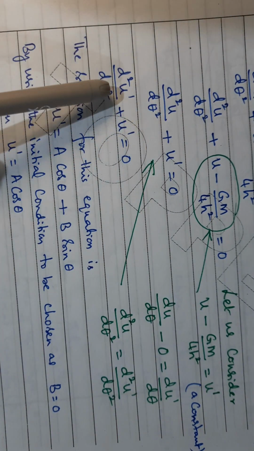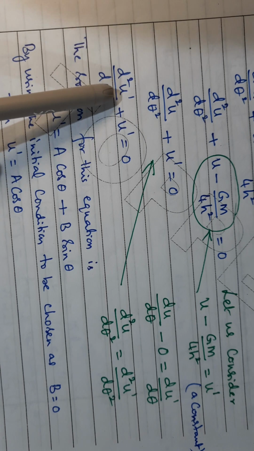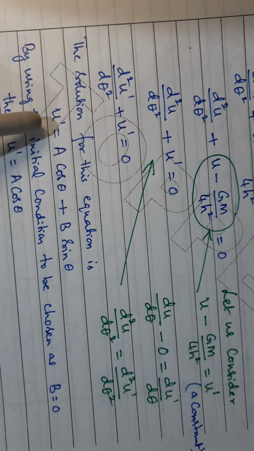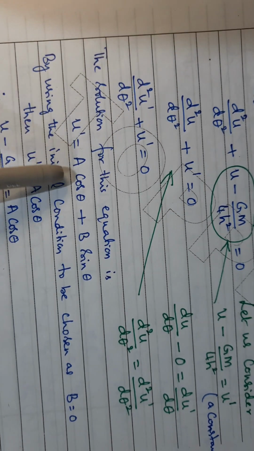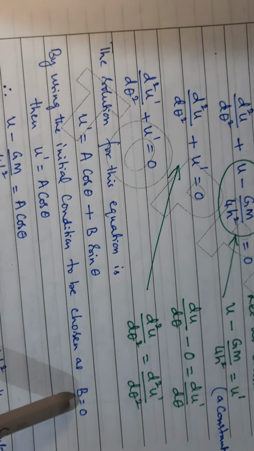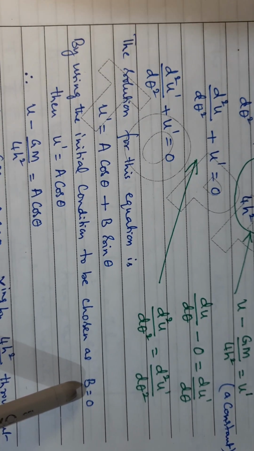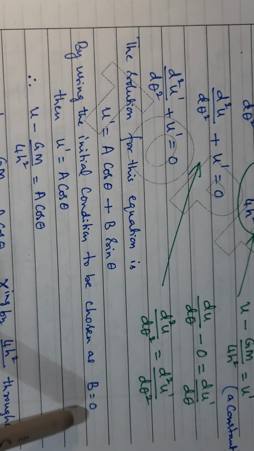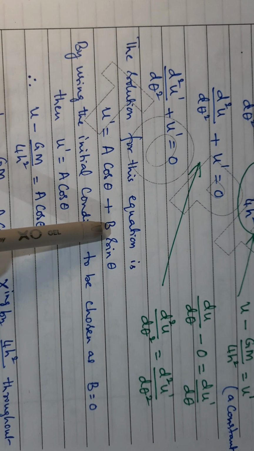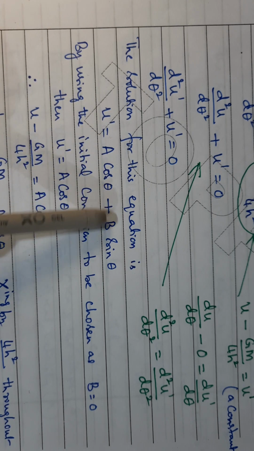This one is in the form of a standard equation. The solution for the standard equation is this: A cos theta plus B sin theta. I will put the initial condition, meaning boundary condition. Let me consider B is equal to 0 as a boundary condition. If I am choosing B equal to 0 here, then you are going to have u dash equal to A cos theta plus 0.